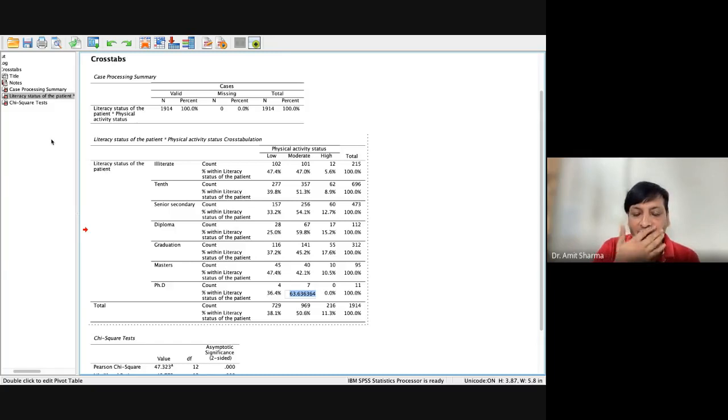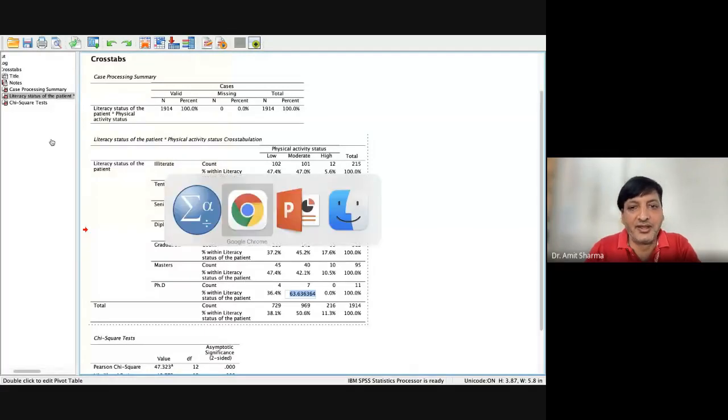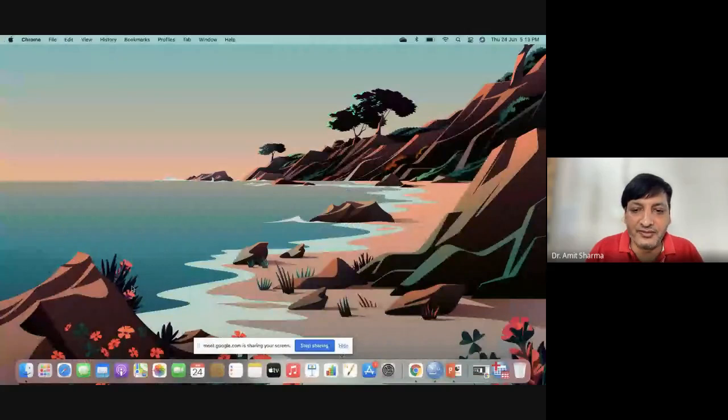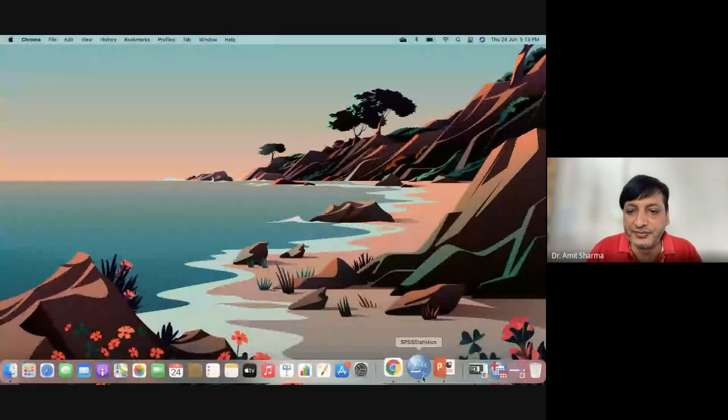See, I had not thought before starting the class that I was going to apply the literacy status of the patient with the physical activity, as I've seen in my SPSS sheet. So I have just applied the test, and whatever result I was getting, I was just showing in front of you and discussing. The class was not prepared. I had never thought at the beginning when I started the class, or earlier in the morning. So it was just a live demo. No issue.